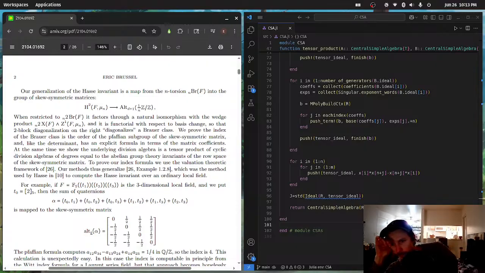Okay. At the same time, we show that the underlying division algebra is the tensor product of cyclic division algebras of degrees equal to the abelian group theory invariants of the row space of the skew symmetric matrix. To prove our index formula, we use a valuation theoretic framework. Our methods thus generalize.